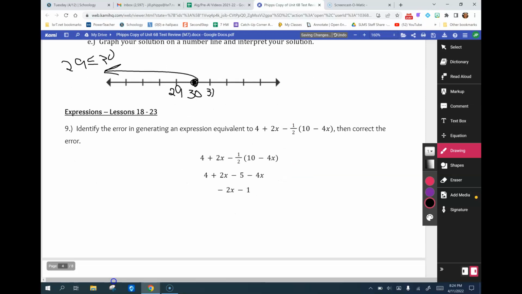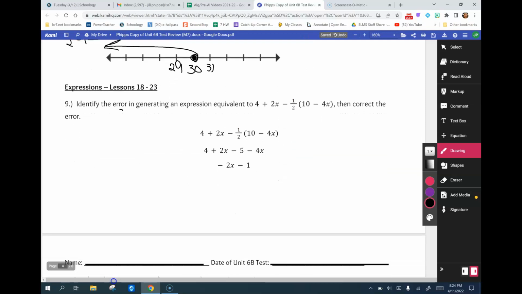Good. Identify the error. Whenever they want you to identify the error, you should do the problem yourself first. Okay, so here we go. Cross the line, change the sign. Cross the line, change the sign. Not even going to look at what they're doing. So that gives me 4 plus 2x. Then I'm going to take negative 1/2 times 10. What is 1/2 of 10? That's right, it's 5. So plus a negative 5. And negative 1/2 times negative 4x. Well, what's 1/2 of 4?